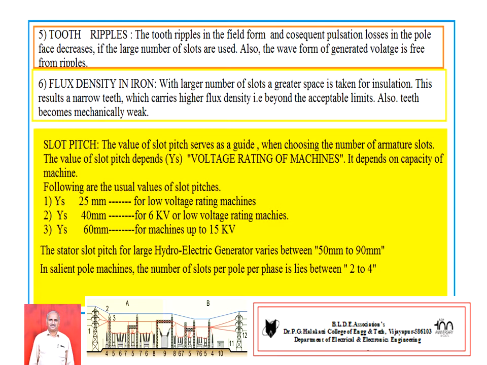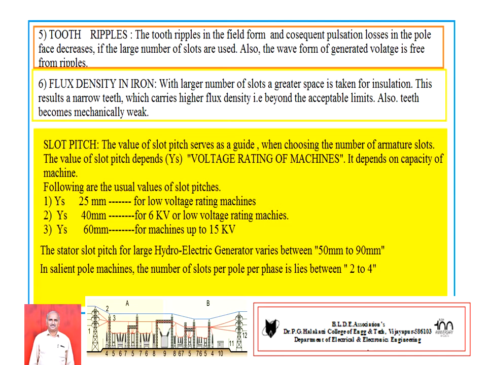Flux density in iron. With a large number of slots, a greater space is taken for insulation. This results in narrow teeth. This also occurs if the width of the slot is more, which results in narrow teeth. Once it creates narrow teeth, the flux density will increase, because flux density equals flux per area. If the area of the teeth is less, then the flux density developed inside the teeth goes on increasing.